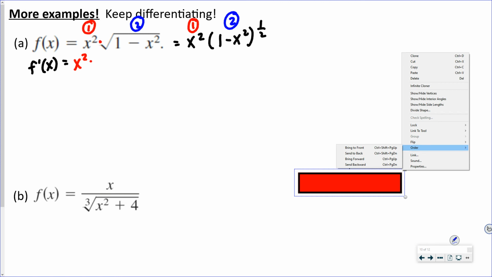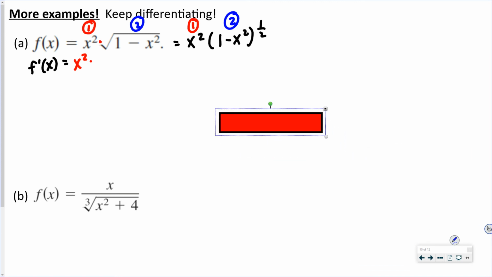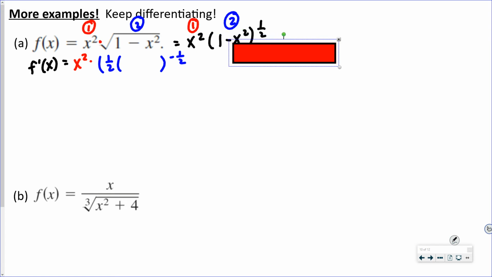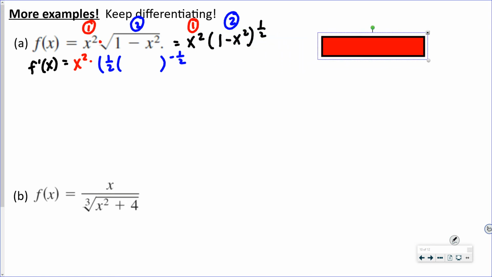Looks like I have an inside and outside, so I'm going to have to use chain rule, where I have the red box to the 1/2 power. So bring the 1/2 power in front, 1/2, red box, drop 1 for the exponent, negative 1/2. What is red box? Red box is 1 minus x squared. Don't forget the chain rule part, times the derivative of the inside, which, careful here, is negative 2x.